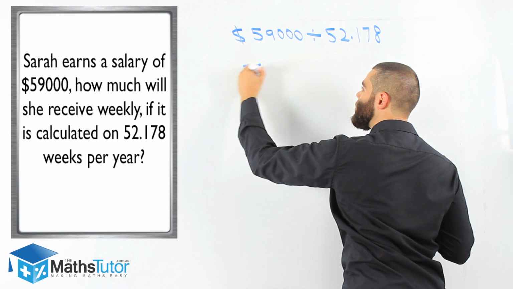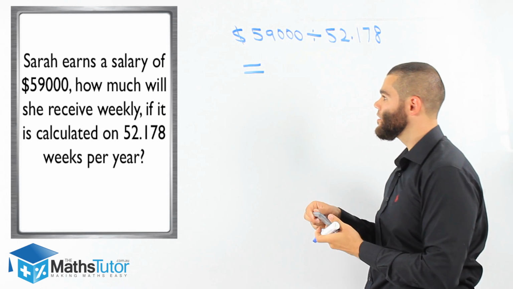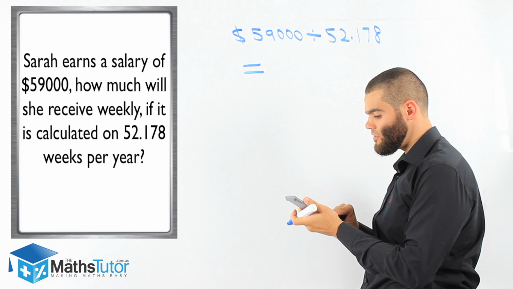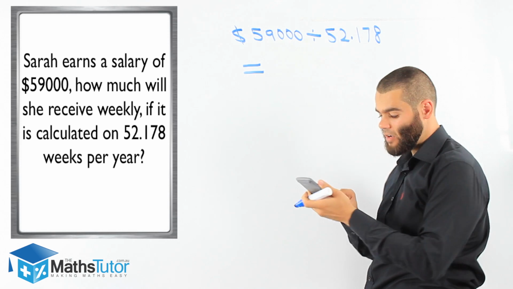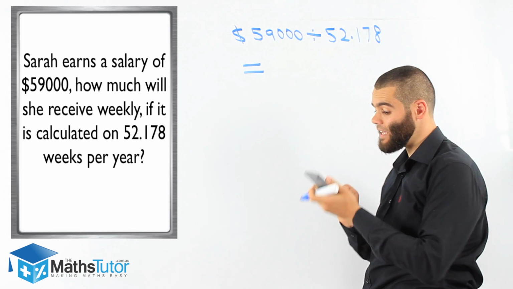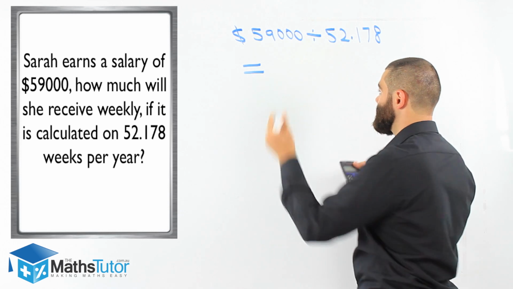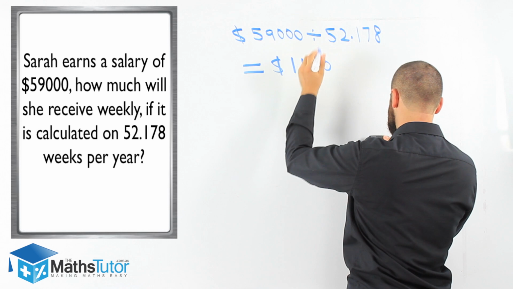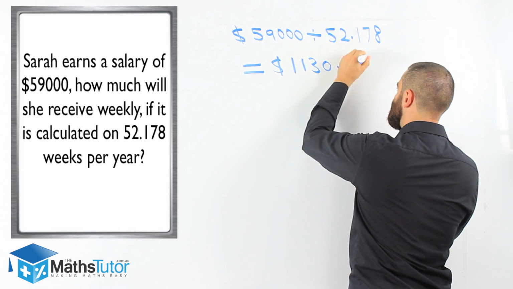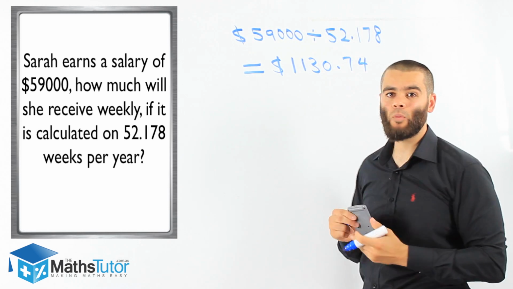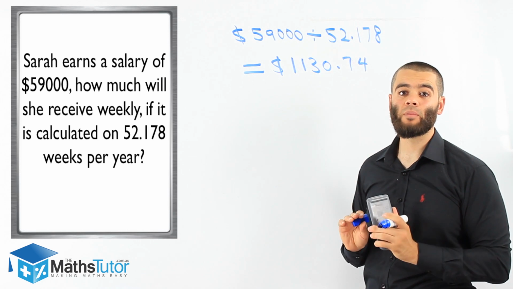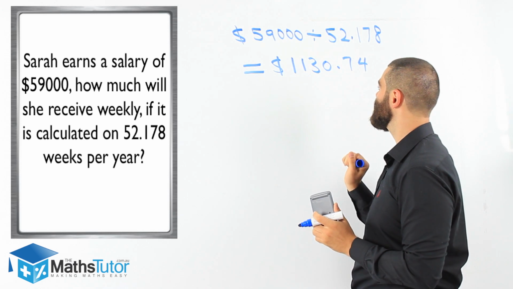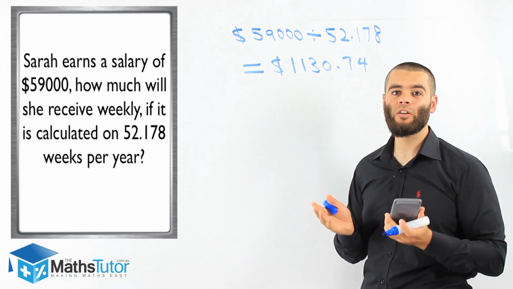52.178. Once again, have your calculator ready? $59,000 every year divided by 52.178. Sarah's going to earn $1,130.74. That's her weekly wage. Every week, she's going to be paid $1,130.74. How did we get that?